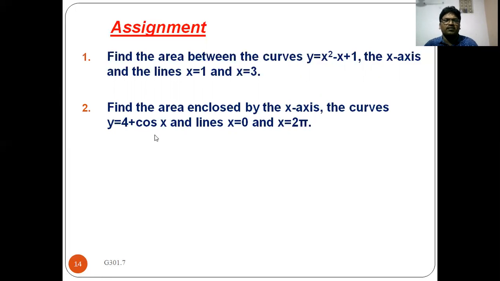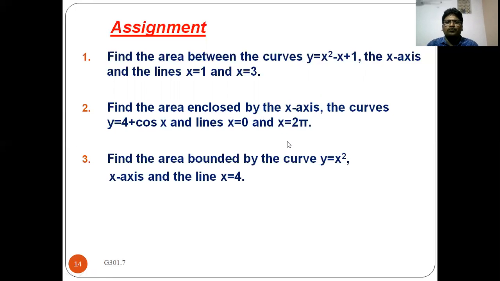So another problem is there. Find the area enclosed by the x-axis and the curve y is equal to 4 plus cos x and the lines x equal to a and x equal to 2 pi. So the third problem is there.